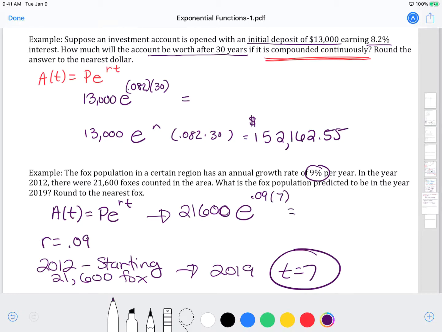When you do that and you put that in on your calculator, you're going to get 40,556 foxes, 0.39. Now, we don't want a partial fox, so we're going to round to the nearest fox, and we would put our answer is 40,556.